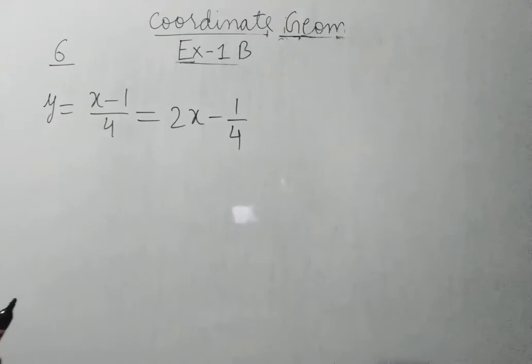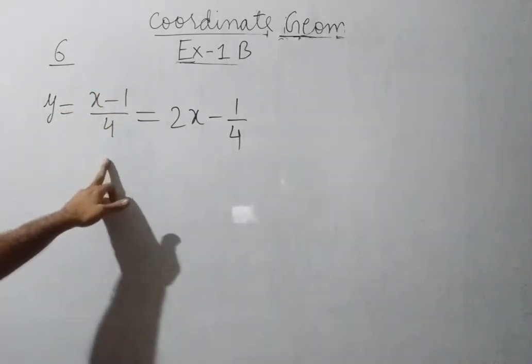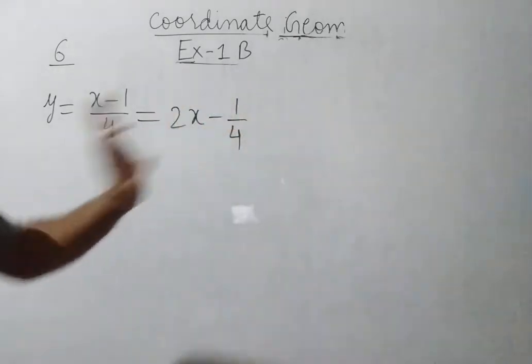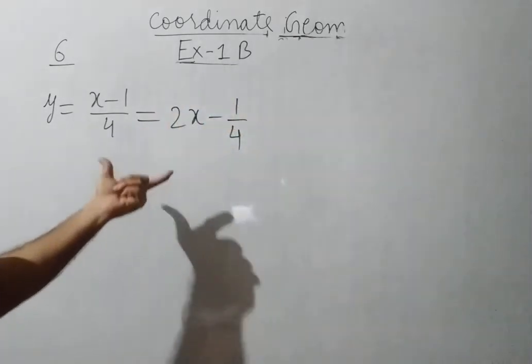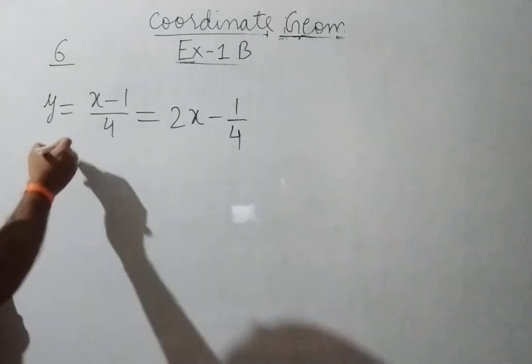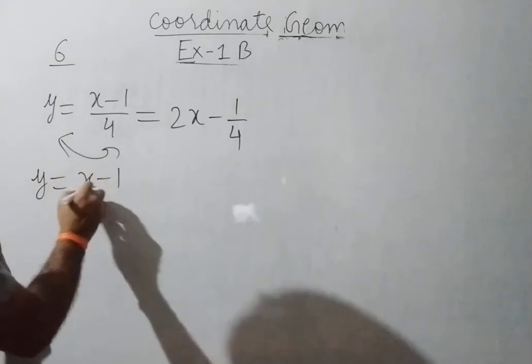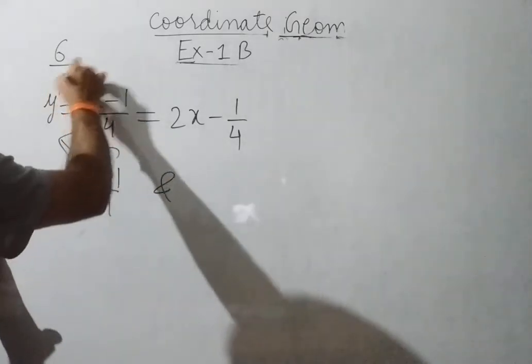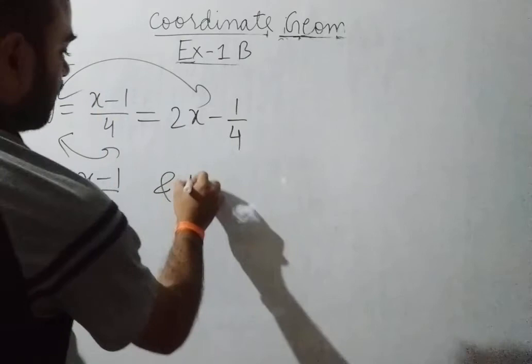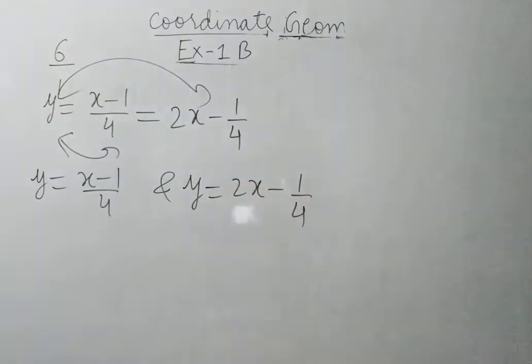So next is the last question of the exercise, question number 6. 6 and 7 both are same. See, two equalities are there: y equal to x minus 1 upon 4 equal to 2x minus 1 upon 4. From this one equation we have to obtain two equations. Take first and second: this will give y is equal to x minus 1 upon 4. And take first and third: this will give y is equal to 2x minus 1 upon 4.